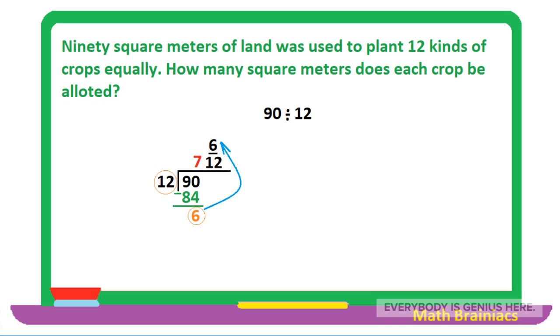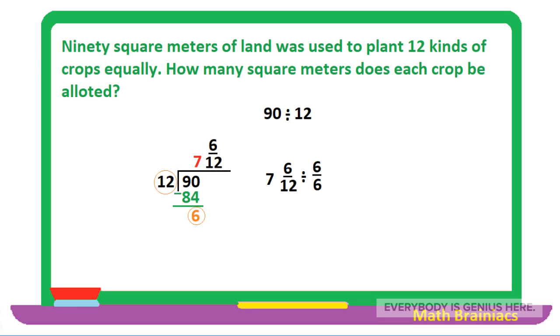If we don't want to add 0 to the dividend, we can right away place the difference over the divisor on the quotient. And it will give us 6/12. I want you to remember that the difference will be the numerator and the divisor will be the denominator. Let us simplify the quotient, which is 7 and 6/12.